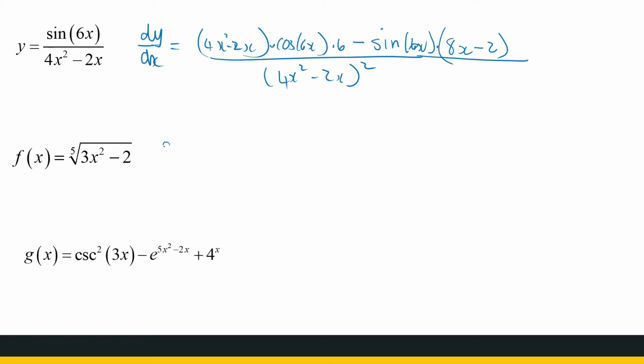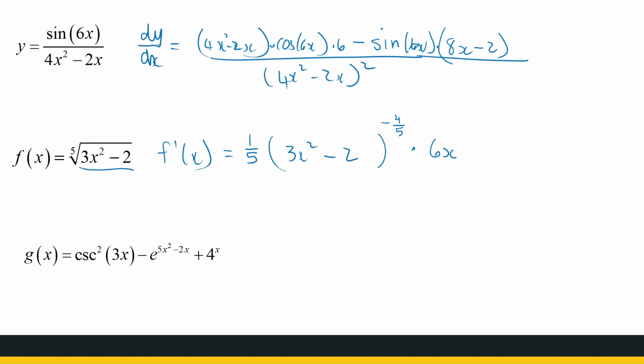Next one, we've got a function to the power 1 over 5. So the chain rule tells me if I've got a function to the power 1 over 5, the derivative is 1 over 5 times the function to the power 1 over 5 minus 1, so it's minus 4 over 5, times the derivative of the function. So what's my function? 3x squared minus 2, the derivative of which is 6x.